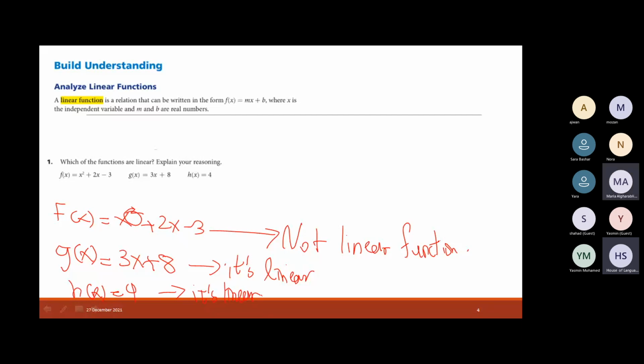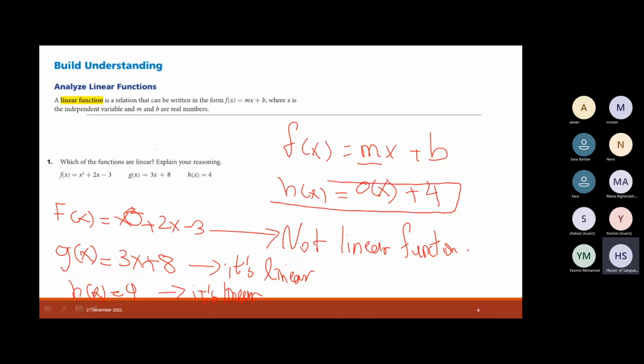Teacher, why is the last one linear? I don't understand why. If you see here, f of x equals mx plus b, it means that the slope is 0. When the slope is 0, multiply by x, so it's 0. So 0 times x plus 4, you get h of x. So that's why h of x will be linear.